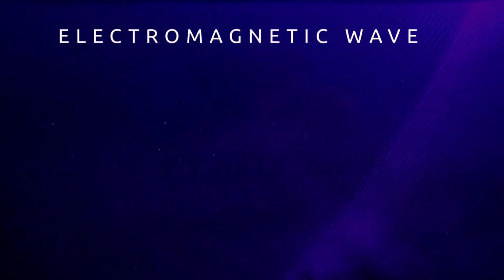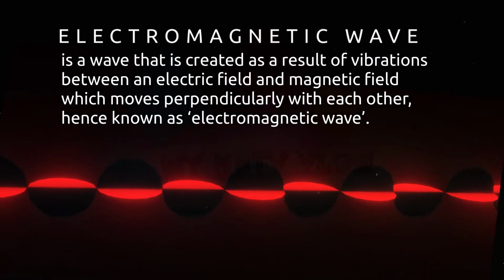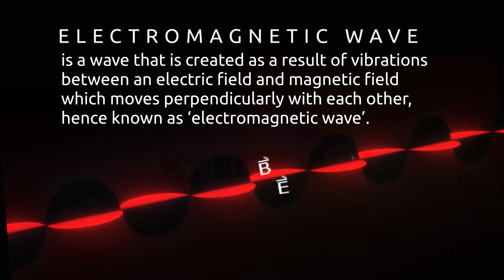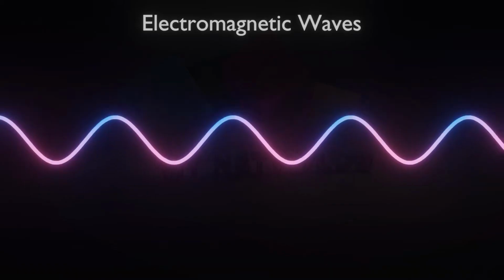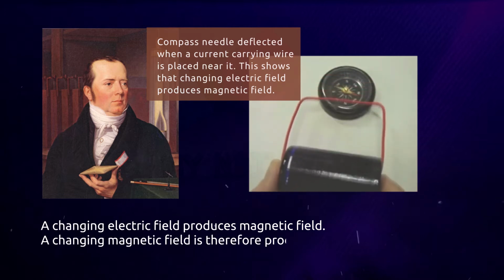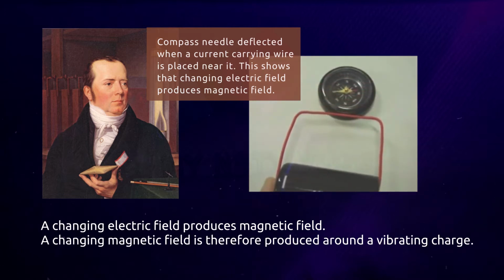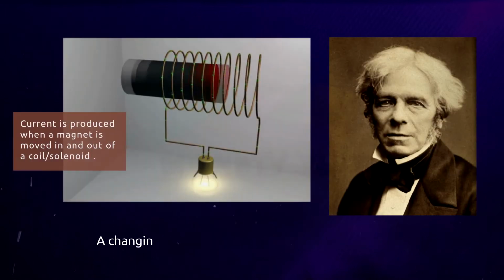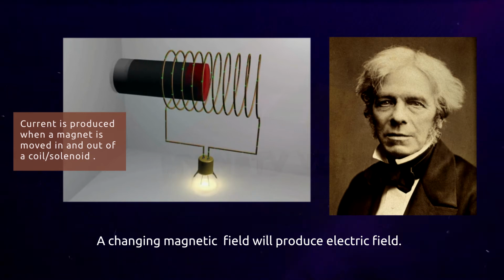Electromagnetic wave, or EM wave, or electromagnetic radiation, is a wave that is created as a result of vibrations between an electric field and magnetic field which move perpendicularly to each other, hence known as electromagnetic wave. We recall Oersted's discovery. According to him, a changing electric field produces a magnetic field. A changing magnetic field is therefore produced around a vibrating charge. On the other hand, according to Michael Faraday, a changing magnetic field will produce an electric field.